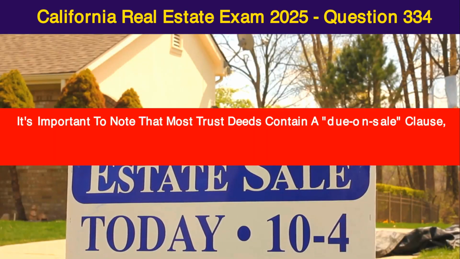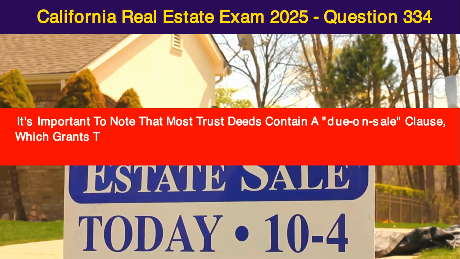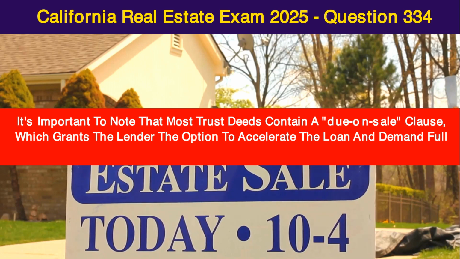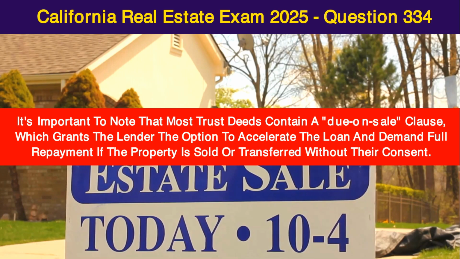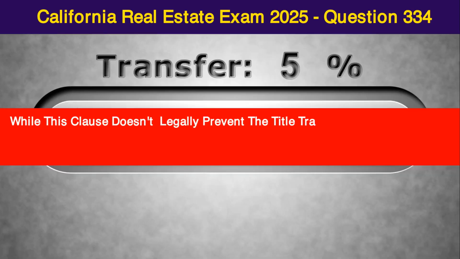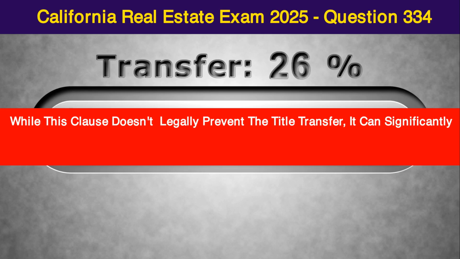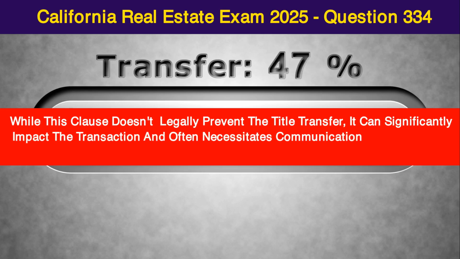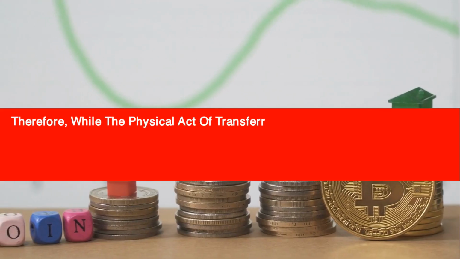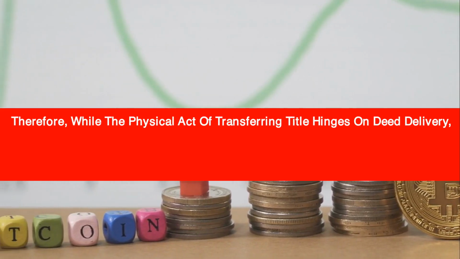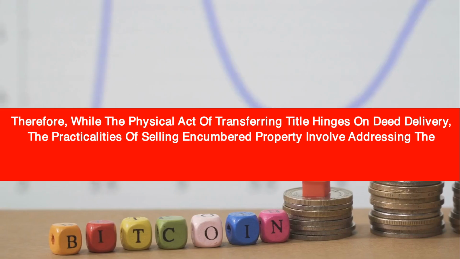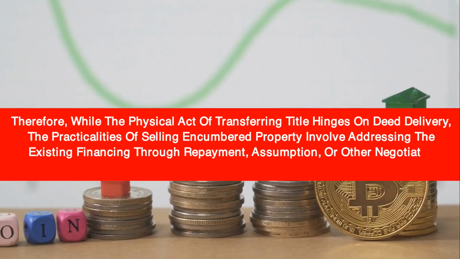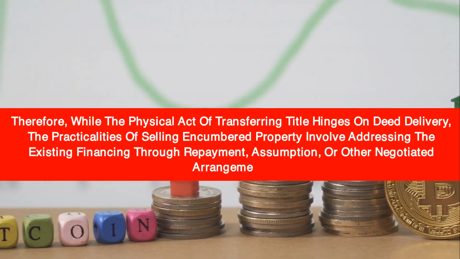It's important to note that most trust deeds contain a due on sale clause, which grants the lender the option to accelerate the loan and demand full repayment if the property is sold or transferred without their consent. While this clause doesn't legally prevent the title transfer, it can significantly impact the transaction and often necessitates communication and agreement with the lender. Therefore, while the physical act of transferring title hinges on deed delivery, the practicalities of selling encumbered property involve addressing the existing financing through repayment, assumption, or other negotiated arrangements.